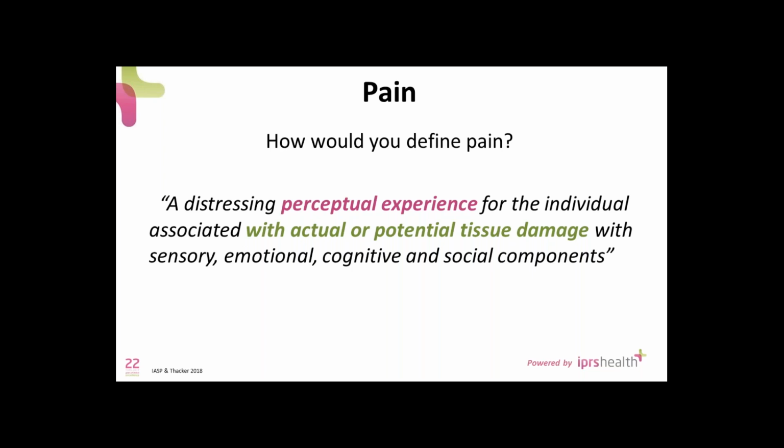It's an experience that's based on a lot of different sensory inputs. It can be associated with actual or potential tissue damage. So there doesn't actually have to be any tissue damage present for you to experience pain, which is a really surprising fact. But there doesn't have to be any damage present at all for you to experience pain. And as we said, with sensory, emotional, cognitive, and social components. So what that means is there's lots of different inputs that give you a certain experience of pain. There's lots of different things that contribute to why you might get pain.